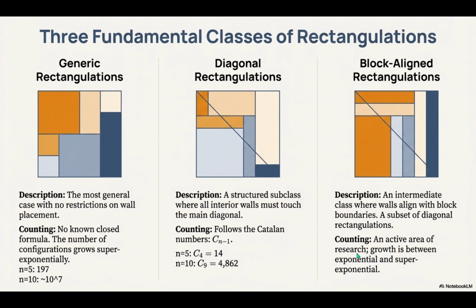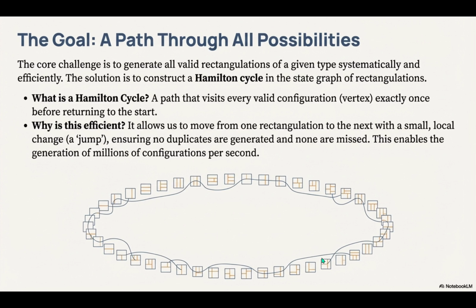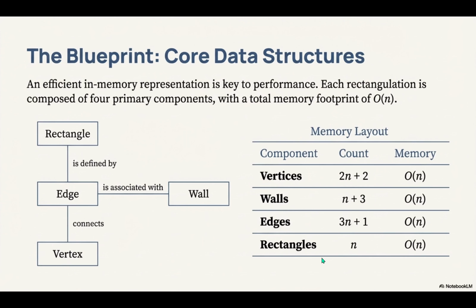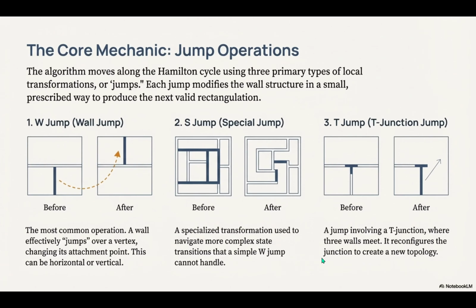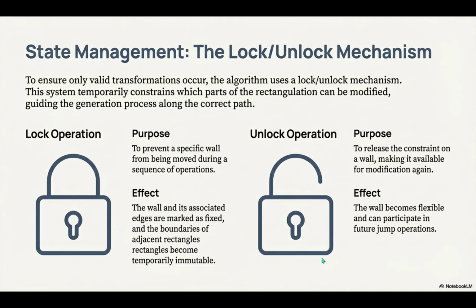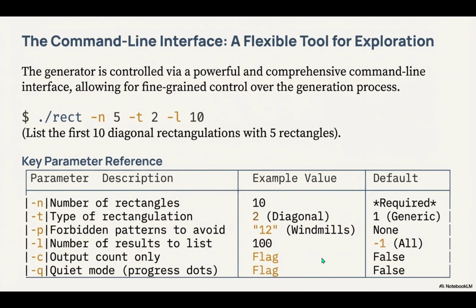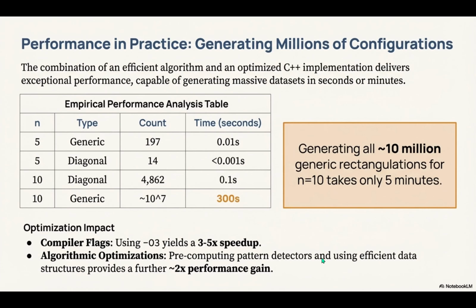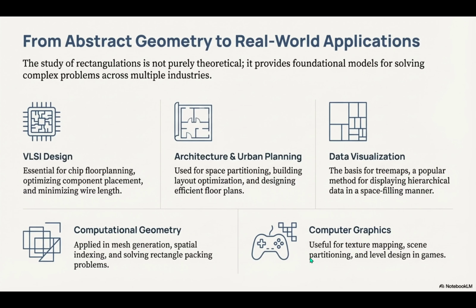What's so important to remember here, and the sources stress this, is that these aren't just abstract drawings. Not at all. That's what makes this so important. The practical applications are huge. Think about VLSI design. Very large-scale integration. So designing computer chips. Exactly. Placing components on a chip, routing connections efficiently, that is fundamentally a rectangulation problem. And the same ideas apply in architecture or urban planning. You're trying to maximize floor space or define city zones. These geometric models translate directly into real-world efficiency.